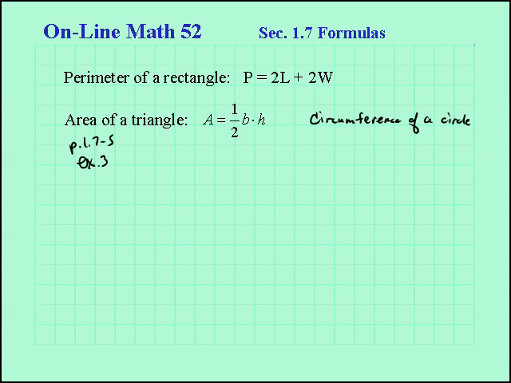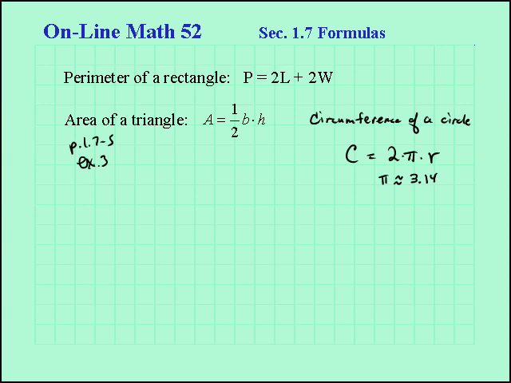C for circumference equals 2 times pi times r, where r stands for the radius. And pi is an approximate value decimally 3.14. It's actually a value that goes on and on and on forever. And you've probably seen that earlier in Chapter 1 when we introduced irrational numbers. Well, pi is one of those irrational numbers. But we use an approximation 3.14.